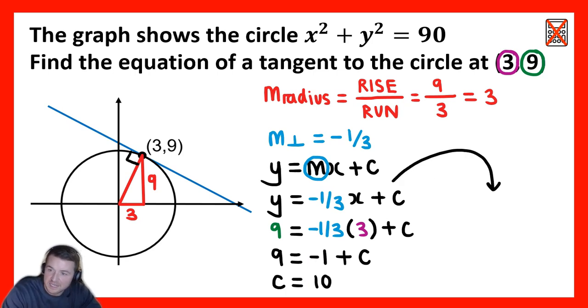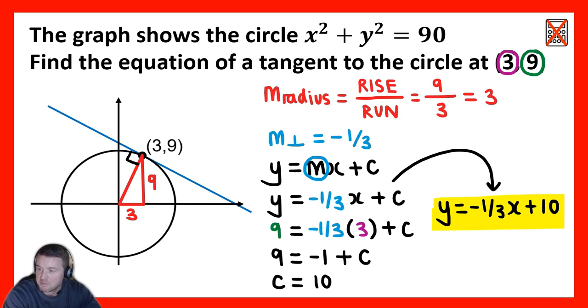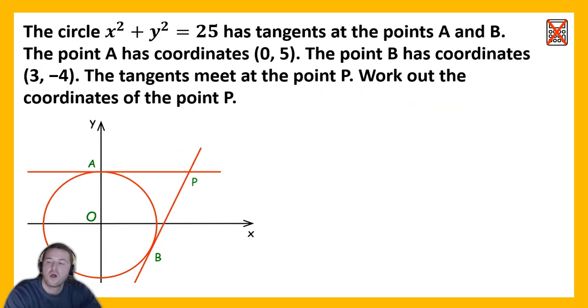Lastly, I can rewrite the equation y equals negative a third of x and replace the c part for 10, which I've just worked out to be my y-intercept. So the final answer is y equals negative a third of x plus 10. On to the intermediate question with an increase in difficulty.